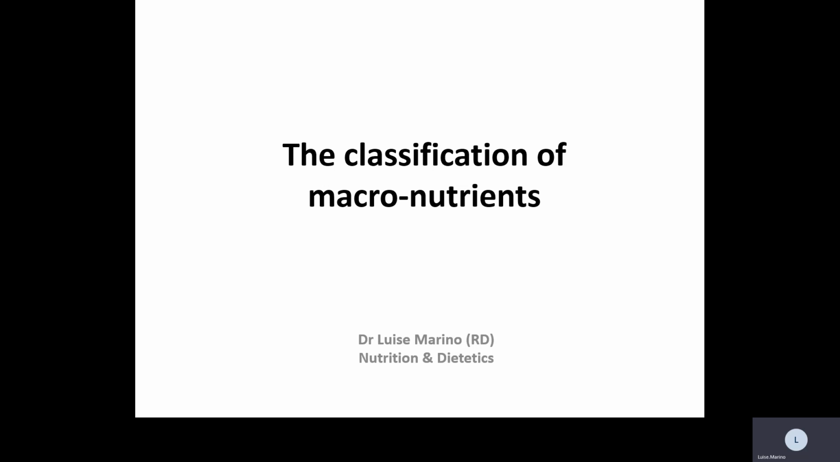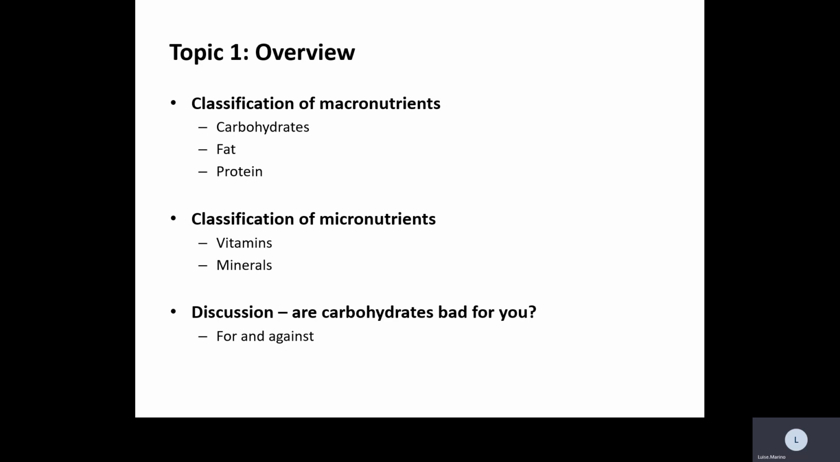So this talk is going to focus on the classification of nutrients. As part of this topic in week 1, we're going to look at the classification of macronutrients, so carbohydrates, fat and protein. We're then going to look at the classification of micronutrients, but we'll do that together, and that will be vitamins and minerals. And then at the end of this topic, we are going to have a discussion about whether carbohydrates are bad for you. So we're going to have for and against.